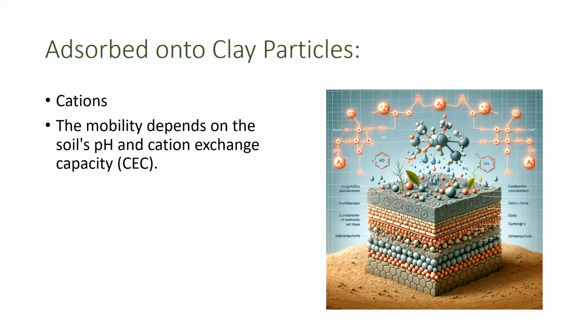So this goes back to the point that cation exchange capacity is an important indicator of the contaminant state in the soil, and cation exchange capacity is influenced by the soil's pH. So those are two important measures for adsorption of contaminants onto clay particles.